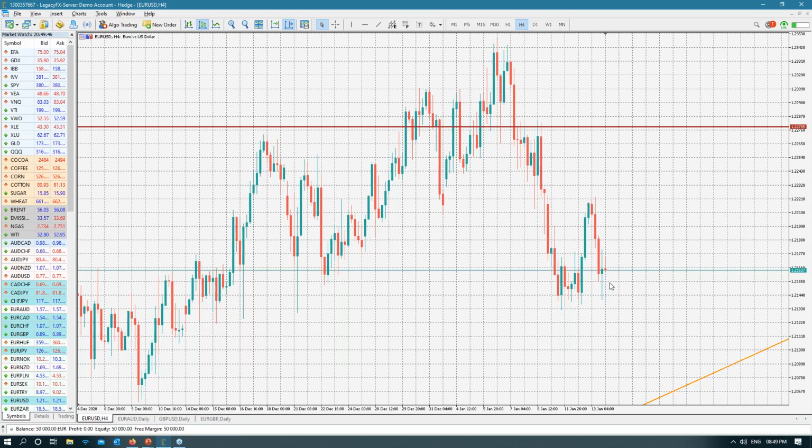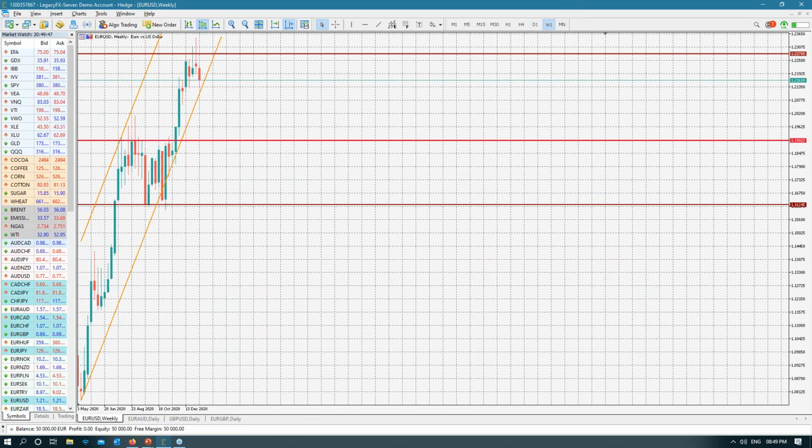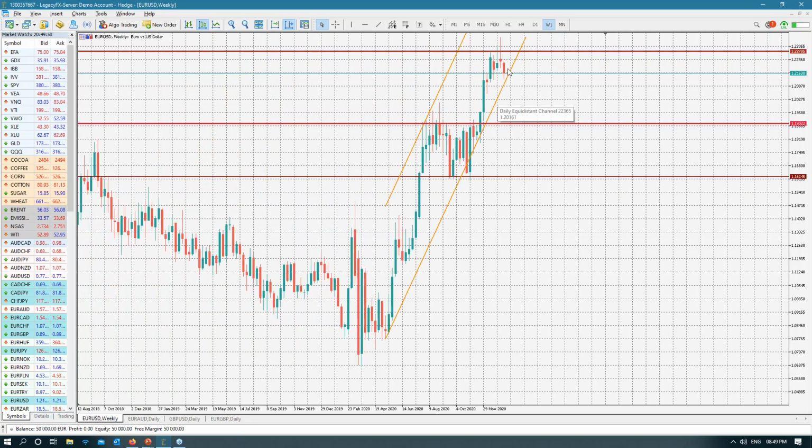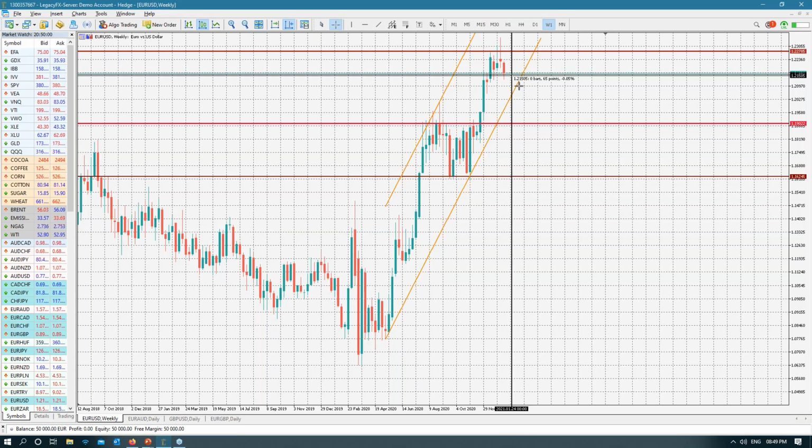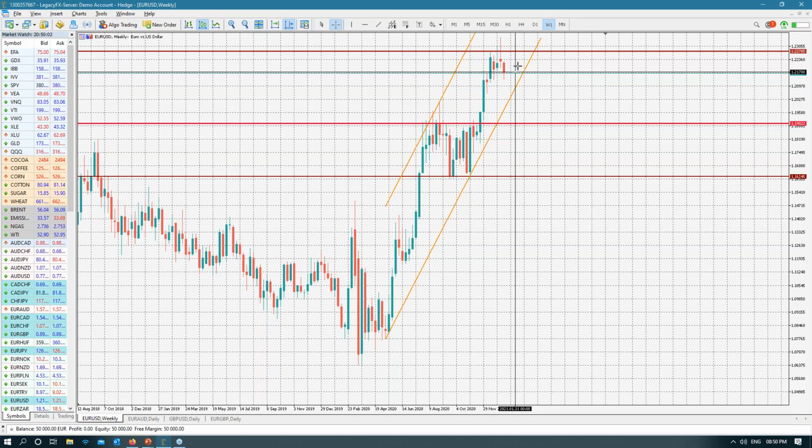right? In the overall scheme of things, we're still in an uptrend, unless it breaks out of this, which I doubt it will at the moment. But there's not much movement here. You're basically talking about going down another 40 pips or going up another 100 pips. I wouldn't trade this right now. There's not enough movement in it.